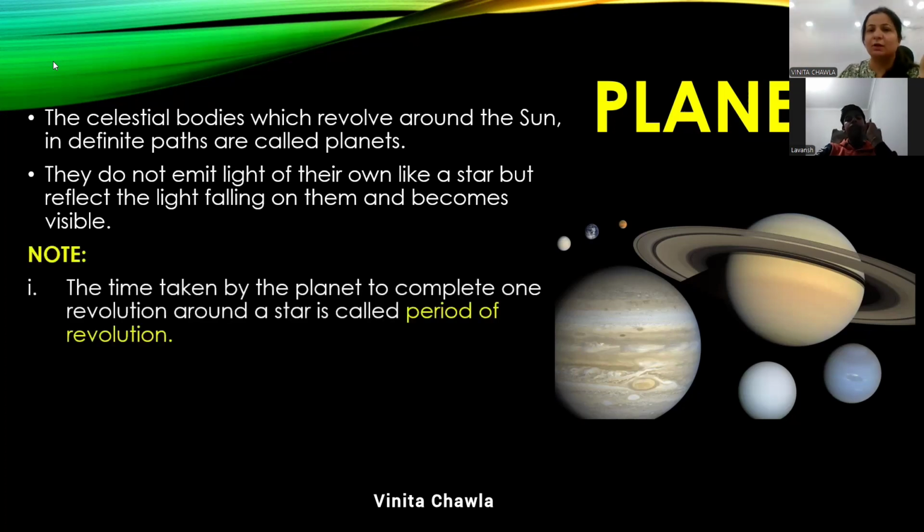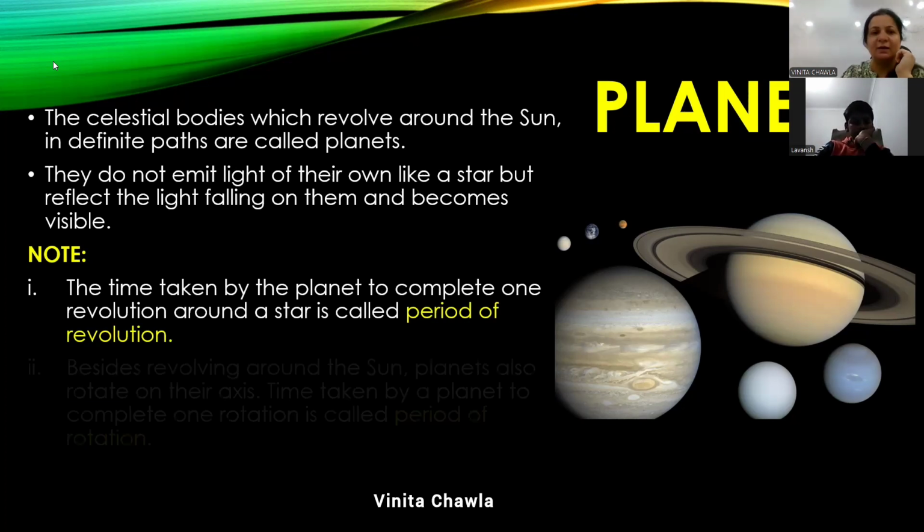Next, what is the period of revolution? All planets revolve around the sun in specified orbits. The period of revolution is the time taken by a planet to complete one round around the sun.